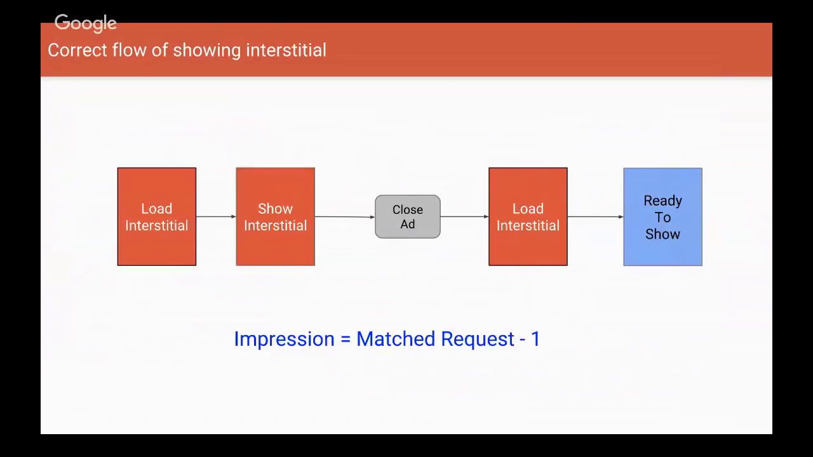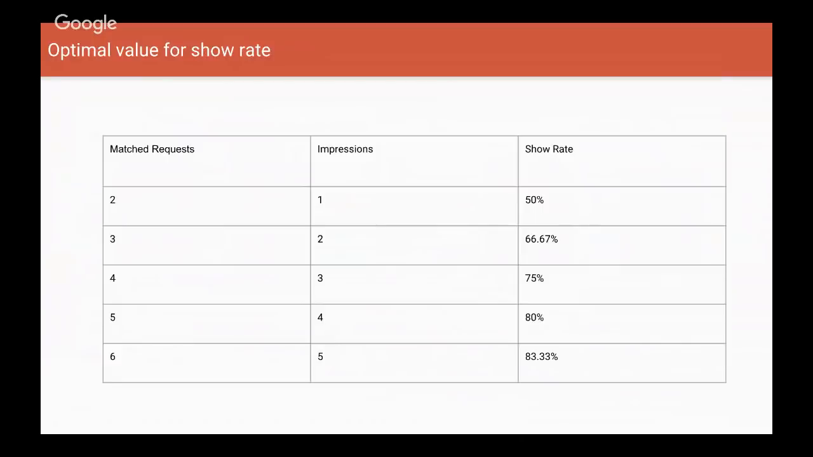So I can show you here some optimal values for the show rate. Let's say you have one impression, you will need two match requests. For two impressions, you need three match requests. So you can see in the table here, the perfect show rate should be between 50 and 80%.